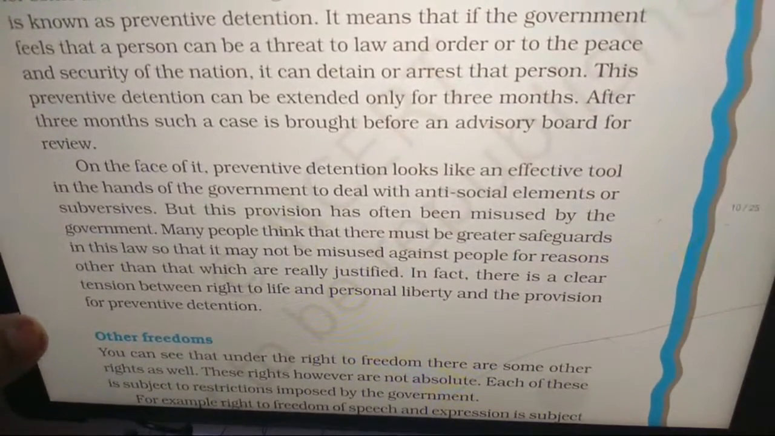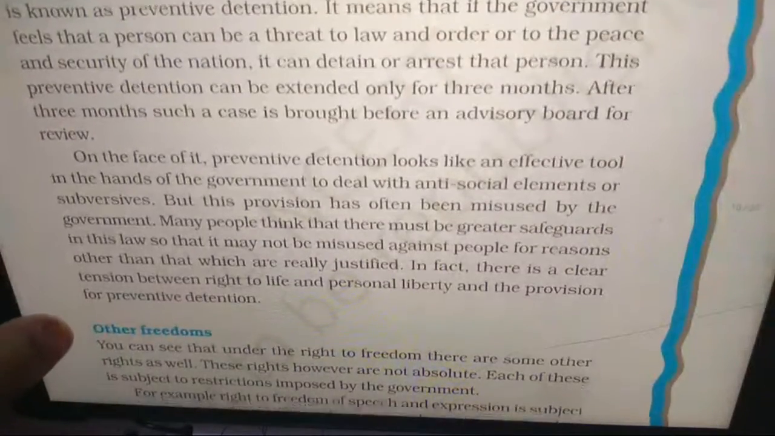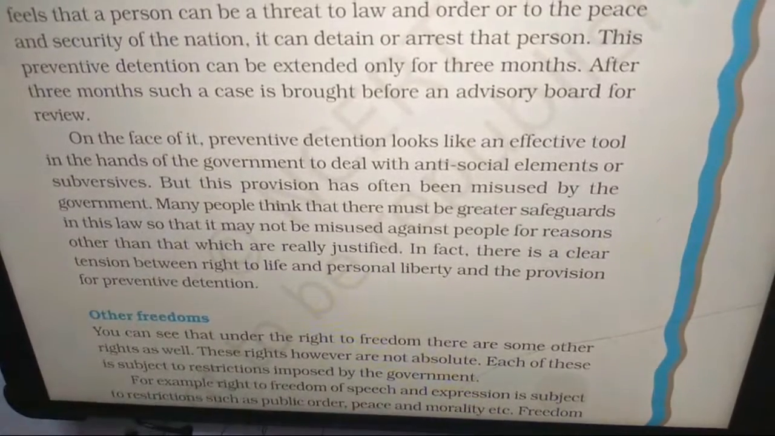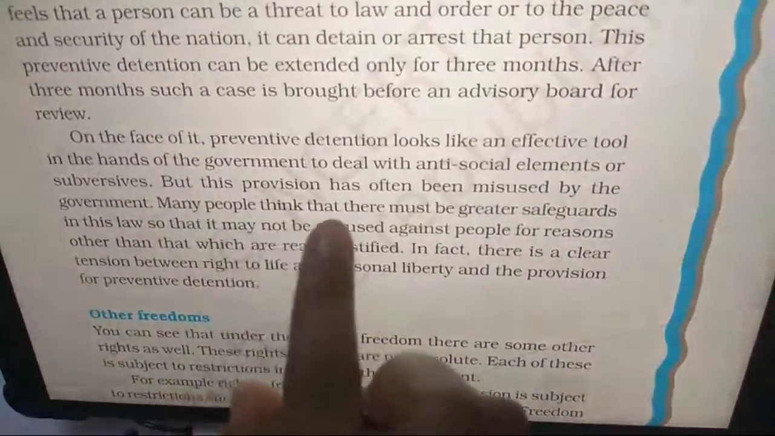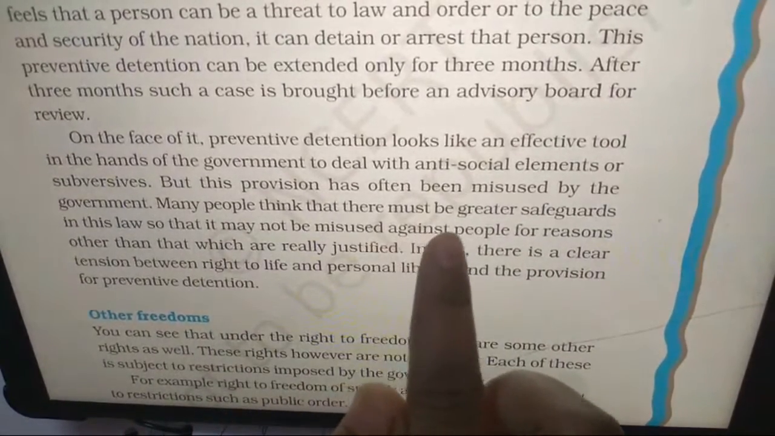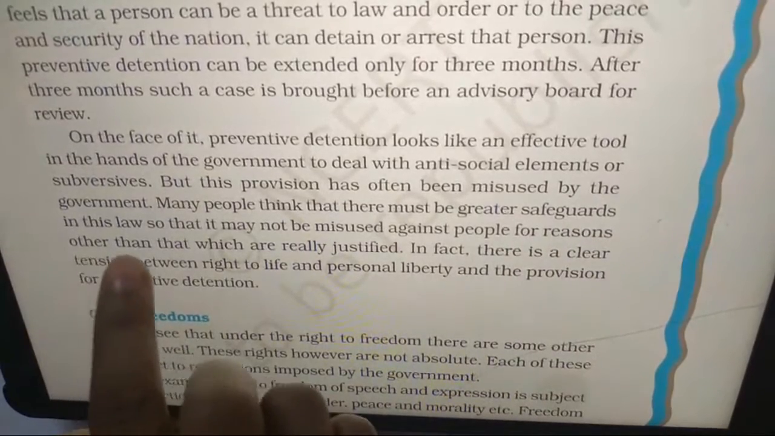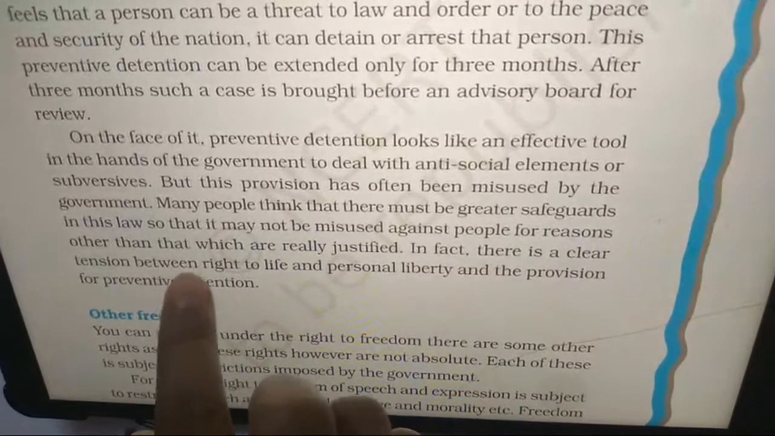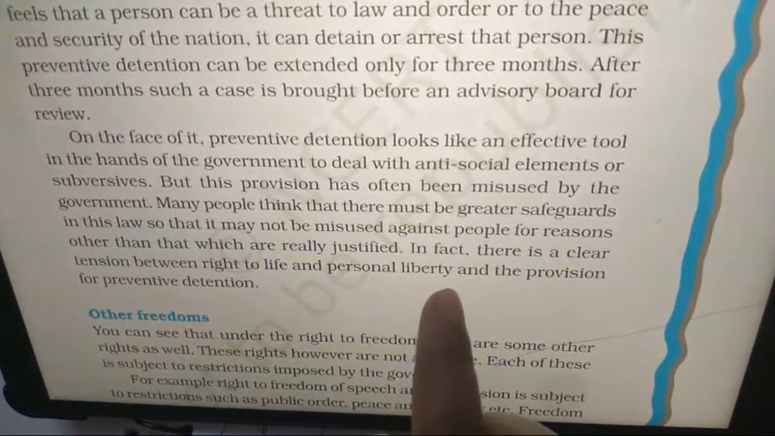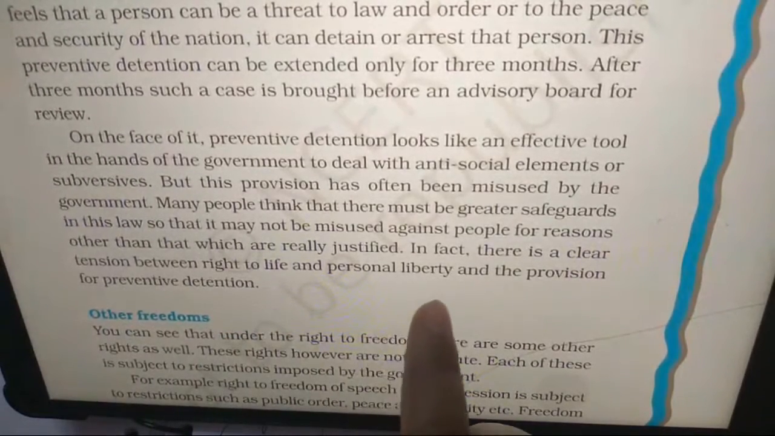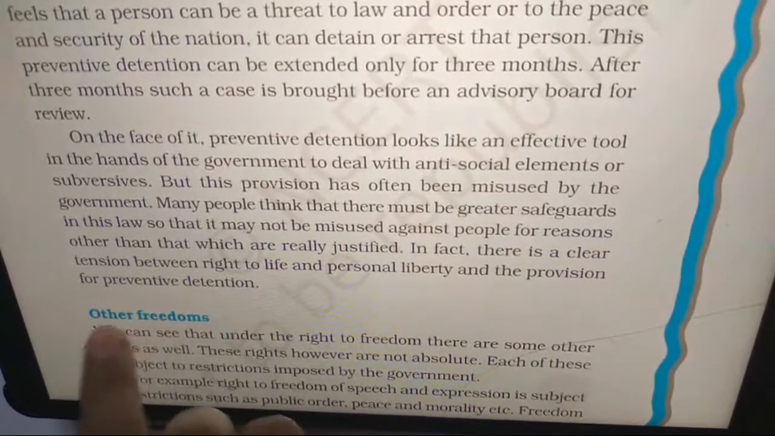On the face of it, preventive detention looks like an effective tool in the hands of the government to deal with antisocial elements or subversives. But this provision has often been misused by the government. Many people think that there must be greater safeguards in this law so that it may not be misused against people for reasons other than those which are really justified. In fact, there is a clear tension between the right to life and personal liberty and the provision for preventive detention.